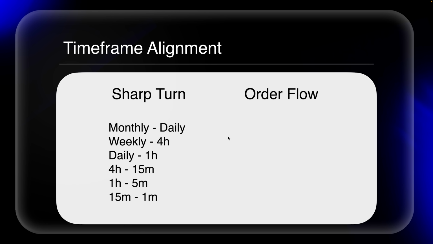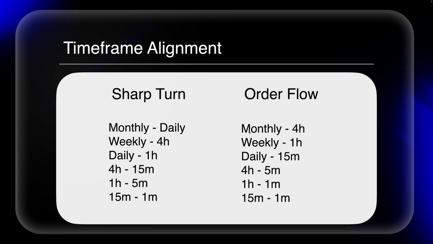Then for order flow entries, focus on the following. On the left side, again, the context areas. On the right side, the entry time frame. So monthly, 4-hour, weekly, 1-hour, daily, 50-minute, 4-hour, 5-minute, 1-hour, 1 minute, and the 50-minute, again, the 1 minute. Because I would also not advise to go below the 1 minute time frame. Just use the 1 minute.